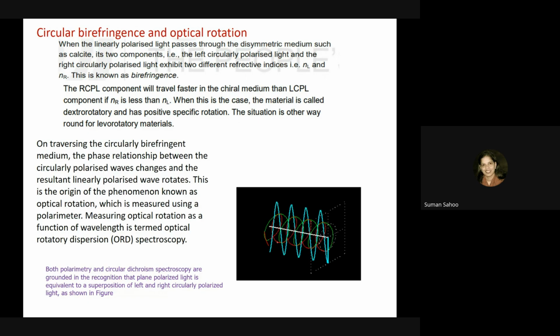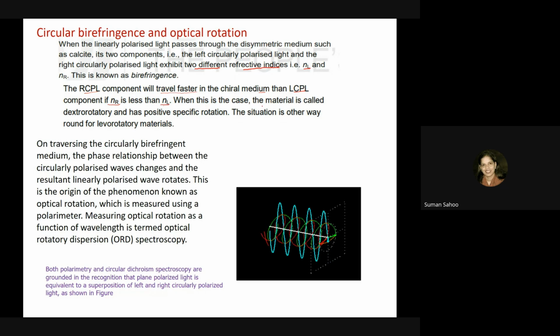One is left circularly polarized light, and the other is right circularly polarized light. In that case, the left and right circularly polarized light will exhibit two different refractive indexes, NL and NR. So the RCPL, the right circularly polarized light, will travel faster in the chiral medium than LCPL if NR is less than NL. That is, the refractive index of the right circularly polarized light is less than that of the left circularly polarized light.